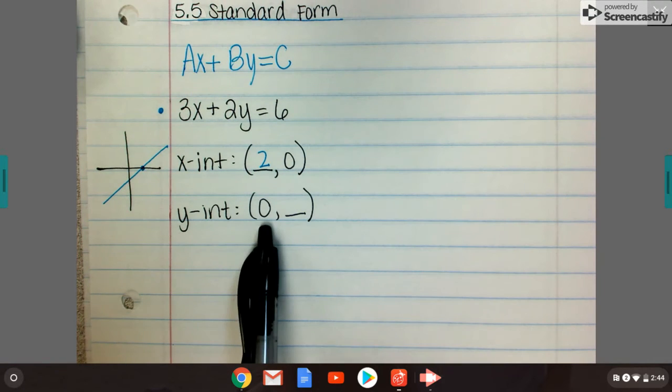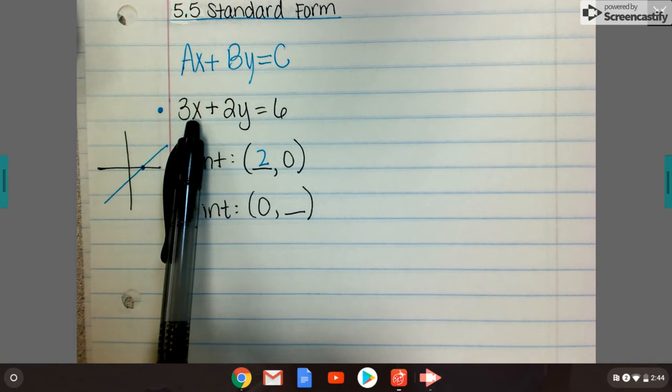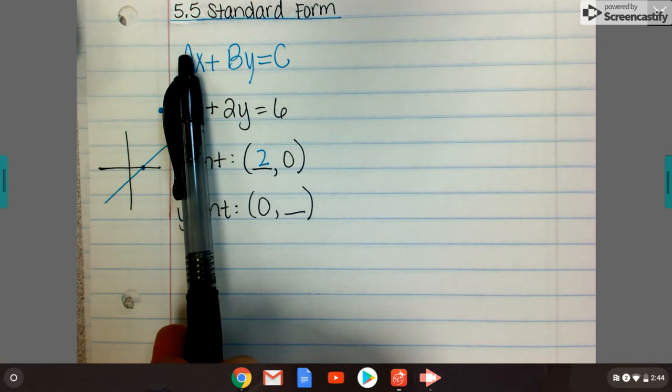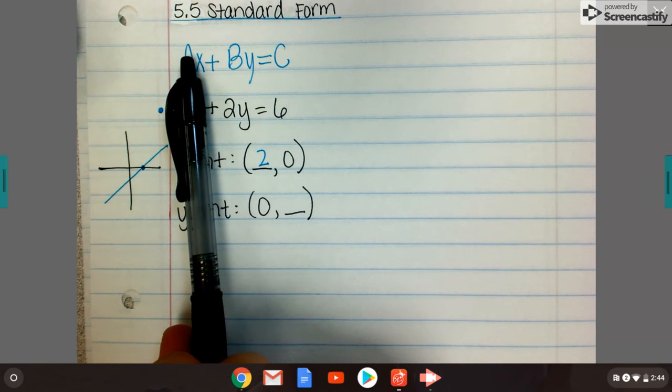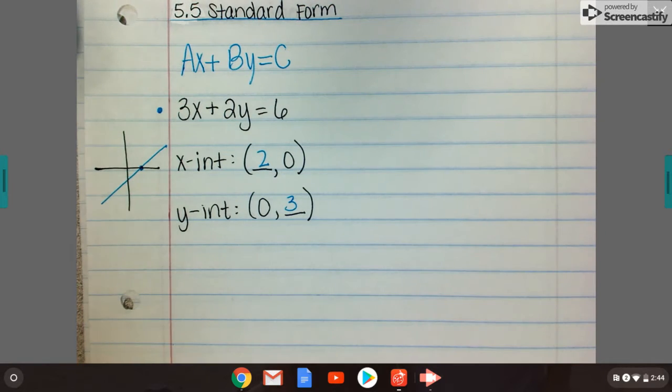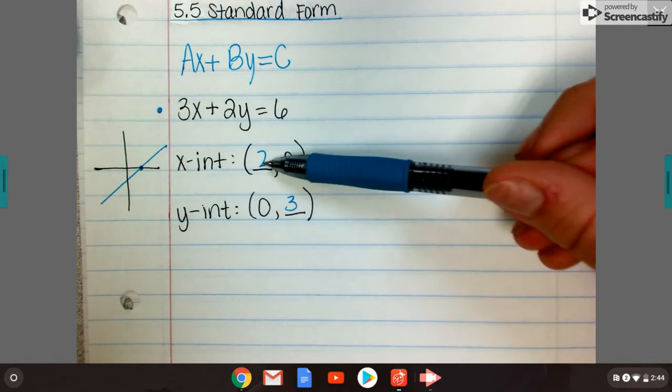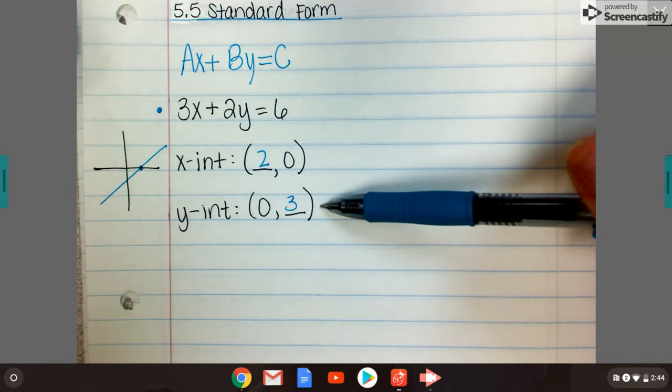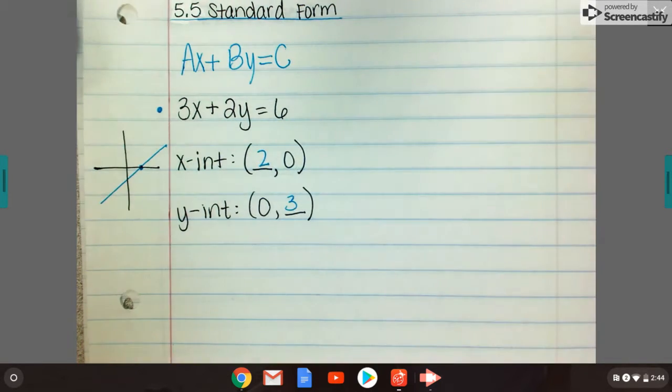Similarly for the y-intercept, that means x is 0. So this term would become 0, since 3 times 0 is 0. That goes away. Solve for y, divide both sides by 2, and we've got y equals 3. So when we're graphing these, we just need to find the two points and then plot them on our line. Again, that's not this line, but that's some other line. All right, so that's one of them. Let's do one more.